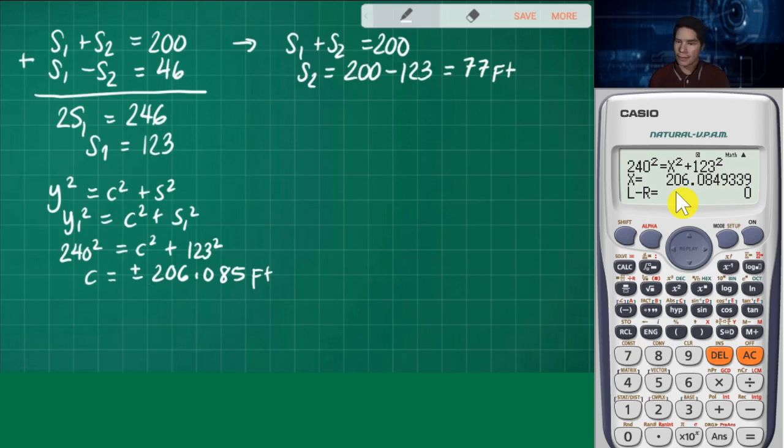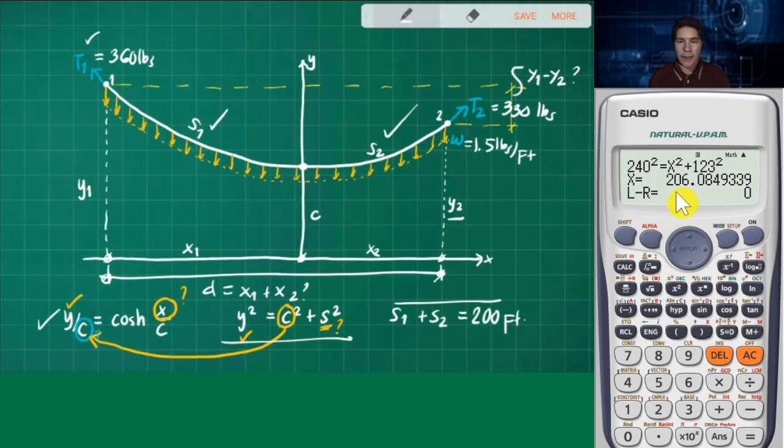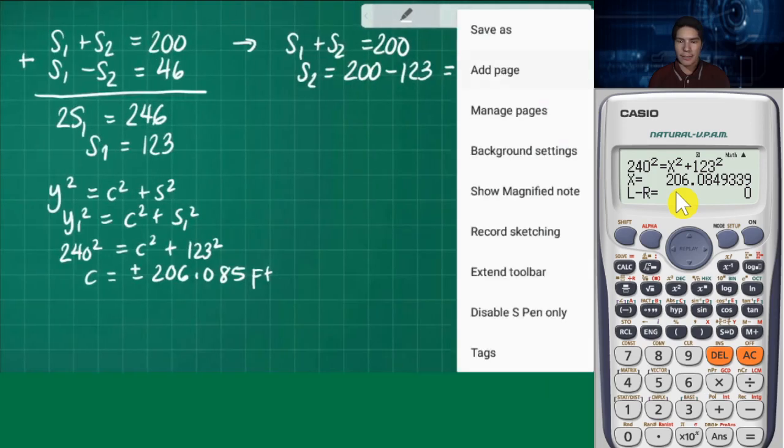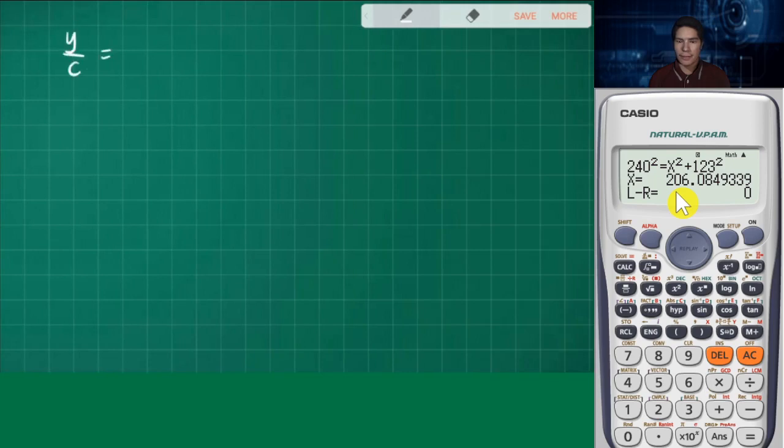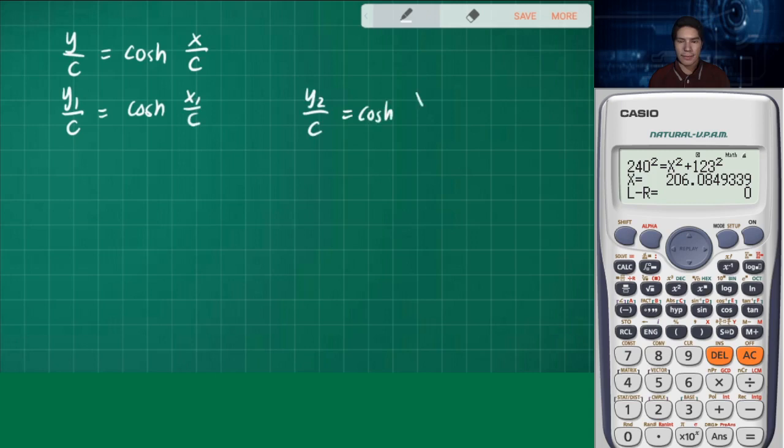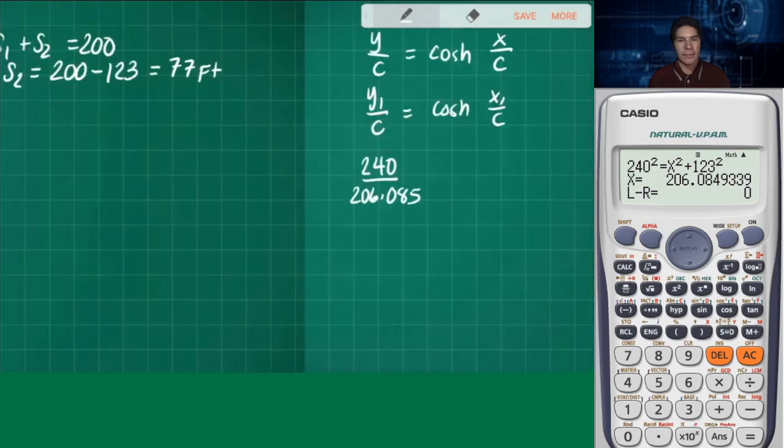Okay, now since we have the value of c, we can solve for the value of x. We can use the formula y over c is equal to the hyperbolic cosine of x over c, considering y sub 1 and x sub 1, and also y sub 2 and x sub 2. So we just need to substitute the values. For y sub 1, we have 240, and c is 206.085.